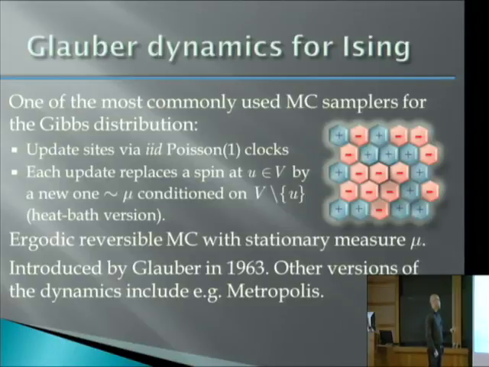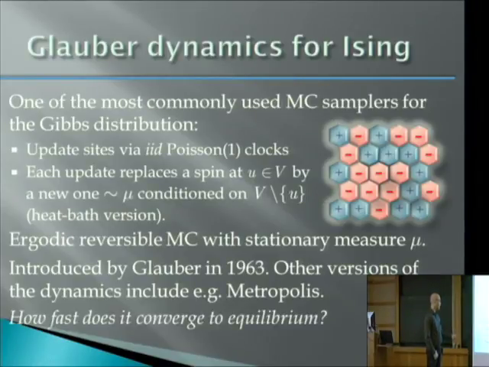So since you are caring just about the distinction between polynomial and exponential convergence of this? Yes. Good question. How fast does it converge to equilibrium? And our results will apply to all of these chains, but let's just think about heat bath just because it's simpler.